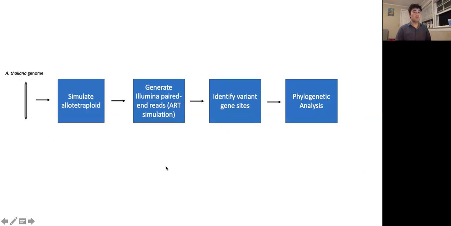This is a simplified workflow overview of the pipeline to go from genome sequence to phylogeny. Start with a model genome. In this case, I chose Arabidopsis thaliana, the vascular plant. And after simulation of the allotetraploid, we generate reads using ART, which simulates actual short reads as if the genomic data came from an actual specimen. We then identify variant genes and construct phylogenies analytically.